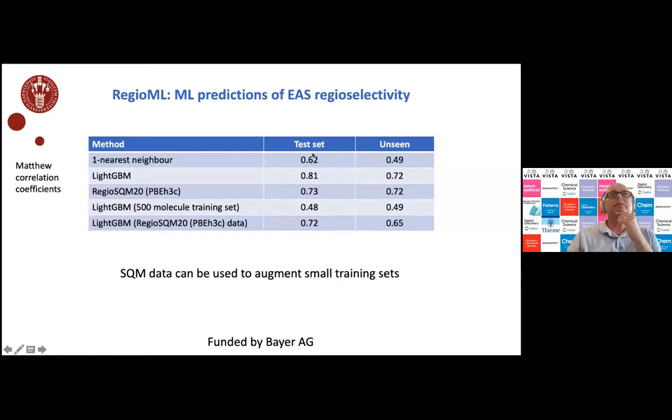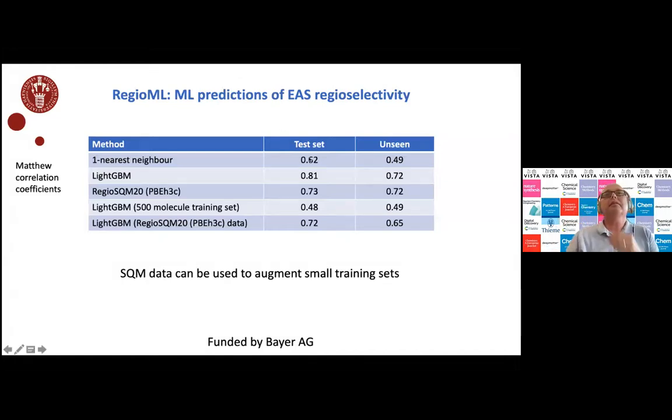And so the first thing is to take a very, very simple model. This is called one nearest neighbor. Basically it just finds the closest molecule that it's seen in the training set to make the prediction. So this is basically memorization. You give it a new task, and it goes back and looks up the molecule that is closest to this as far as the descriptors are concerned, and then gives you that prediction.